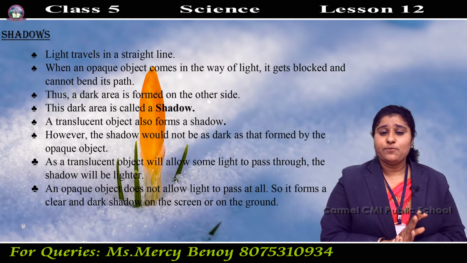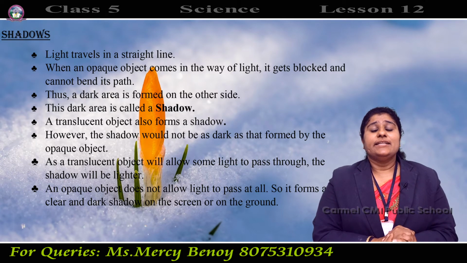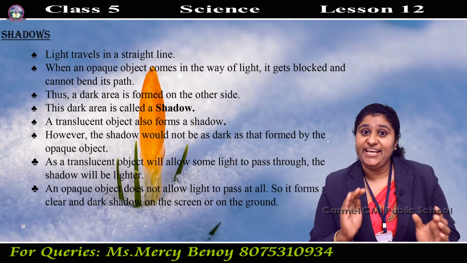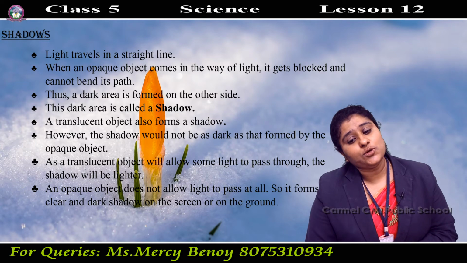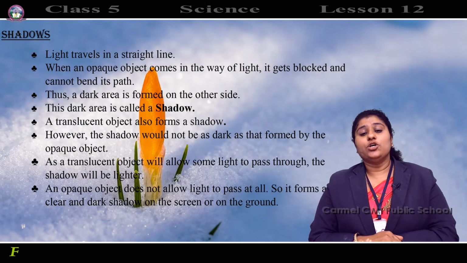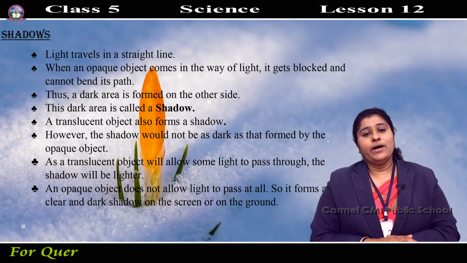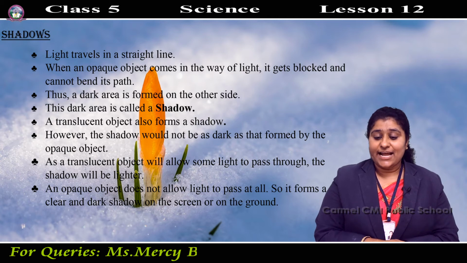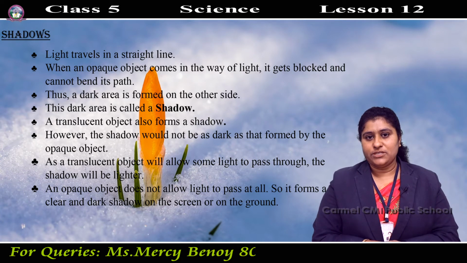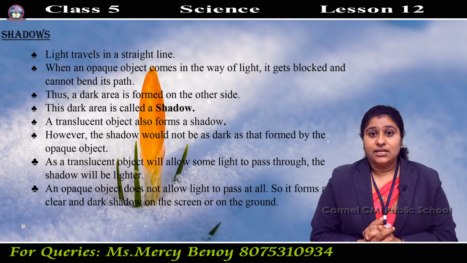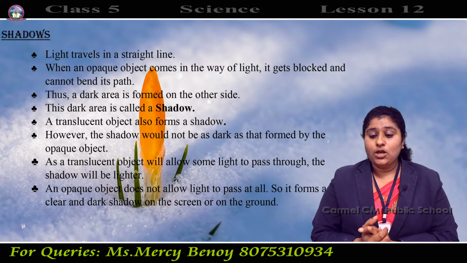What is a translucent object? Some materials allow light to pass through them partially. Such materials are called translucent materials. A translucent object also forms a shadow. However, a shadow would not be as dark as that formed by an opaque object. Okay, so that shadow is not that dark, like an opaque object.